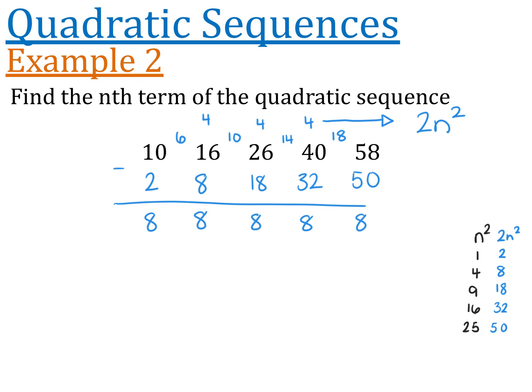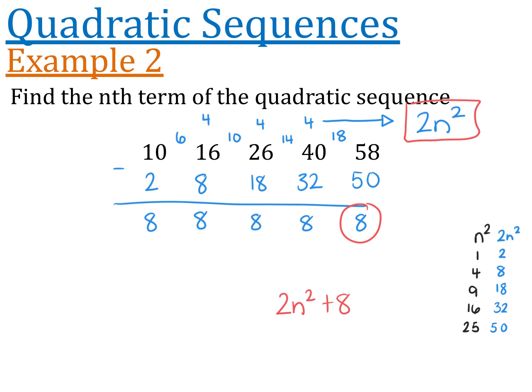So there's two really important things here: my 2n squared and then my difference of 8. So my nth term is 2n squared plus 8. Perhaps we should pause here, make sure we've all got that written down. And then I'm going to get you to try the next question by yourself.